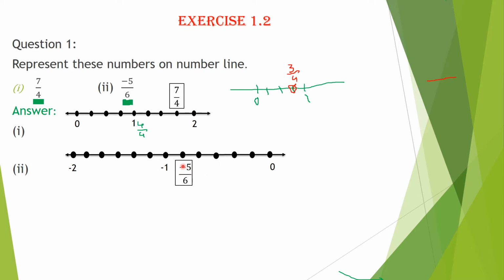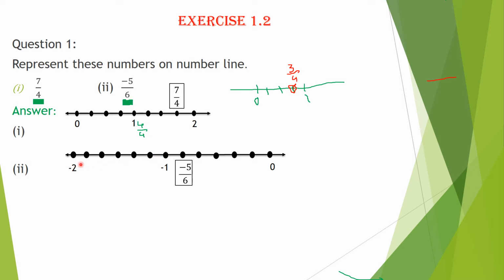As I told you, if it is 6 parts, yes, the denominator, 6 parts we have to make, and for making 6 parts, we will draw 5 lines in between two numbers. So this is minus 1 by 6, minus 2 by 6, minus 3 by 6, minus 4 by 6, minus 5 by 6, and this is minus 6 by 6, that is minus 1, and we have made it till minus 2 here.